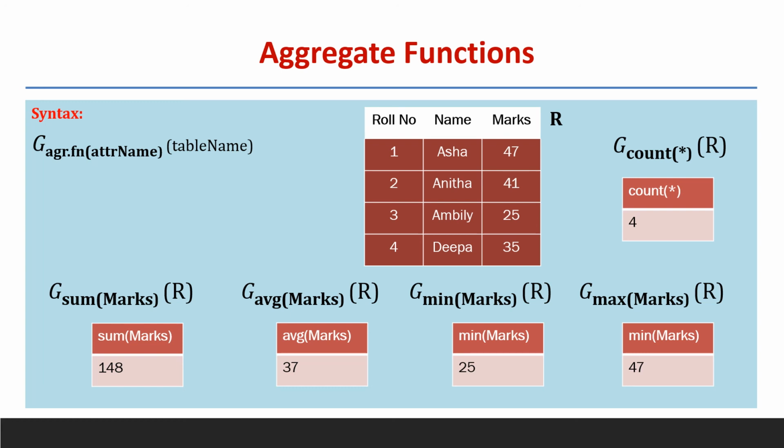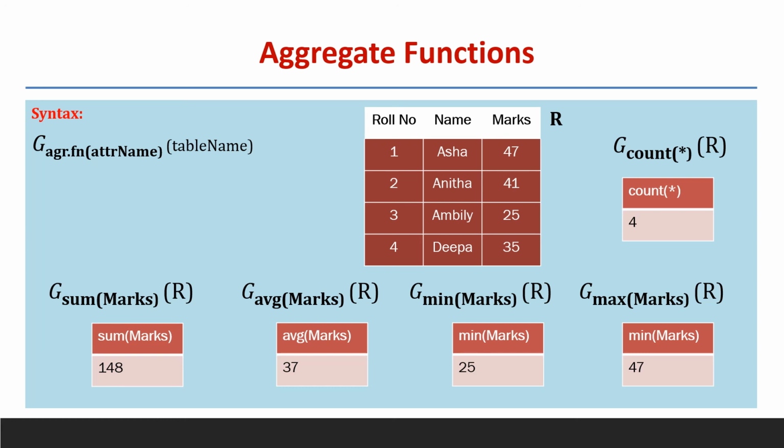One more aggregate function is the count aggregate function. This count function returns the cardinality of the table. That means if you want to know how many tuples are currently in the table, we can do that with the help of the count aggregate function. So the expression G count of star from the table returns the total number of tuples in the table. Okay, so it returns the total number of tuples as 4.